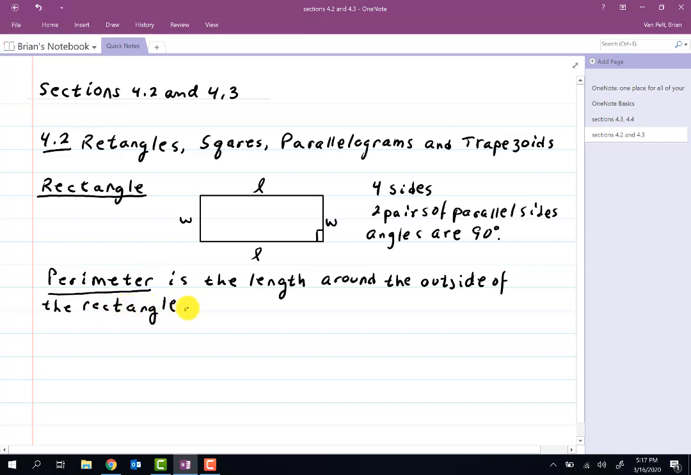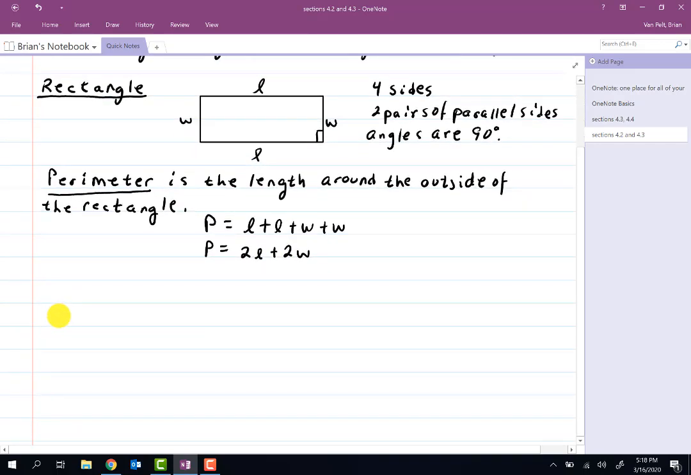So if we use my mouse here to show what I'm talking about, it's the sum of the lengths of these four sides. So the formula for the perimeter can be L plus L plus W plus W. That's the sum of the four lengths. More simply, it's 2 times L plus 2 times W.